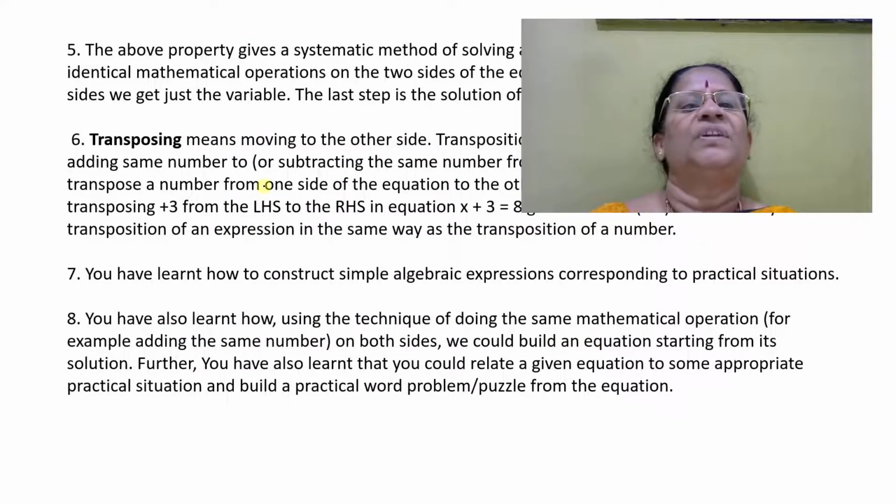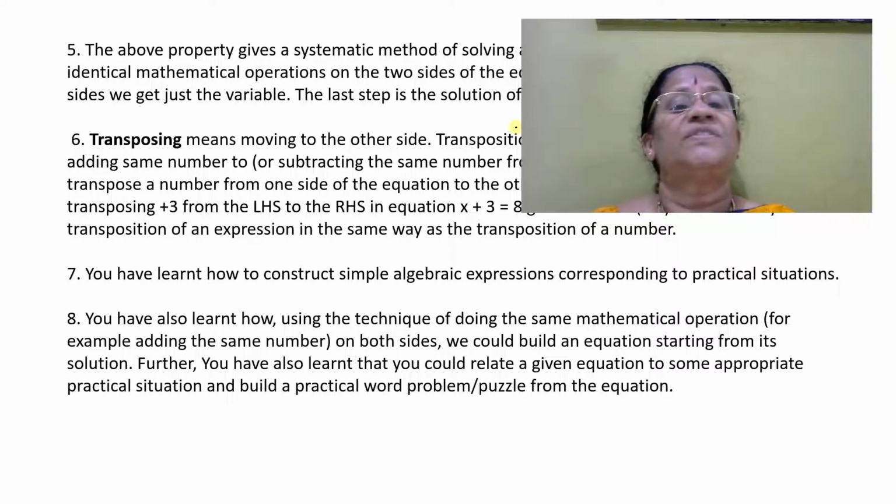Now, the above property gives a systematic method of solving an equation. We can carry out a series of identical mathematical operations on the two sides of the equation in such a way that on one of the sides we get just a variable. The last step is the solution. For example, as I have already told, say 3x is equal to 27. When we divide both the sides by 3, then 3 1s are 3, 3 9s are 27. Then the last step is the solution of the equation. Therefore, from this you can say that x is equal to 9.